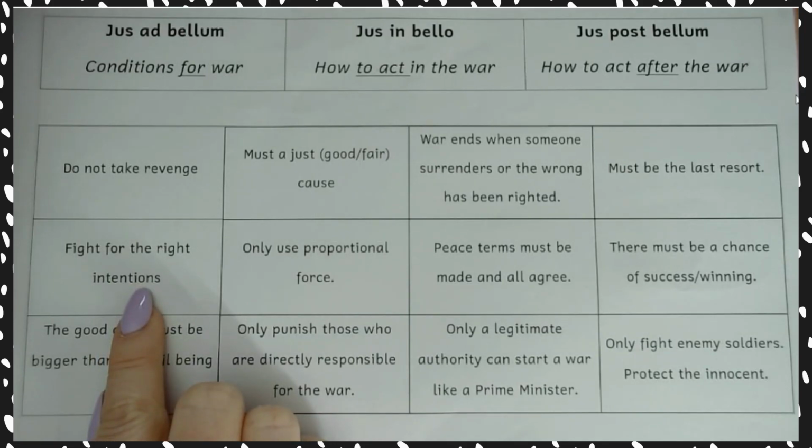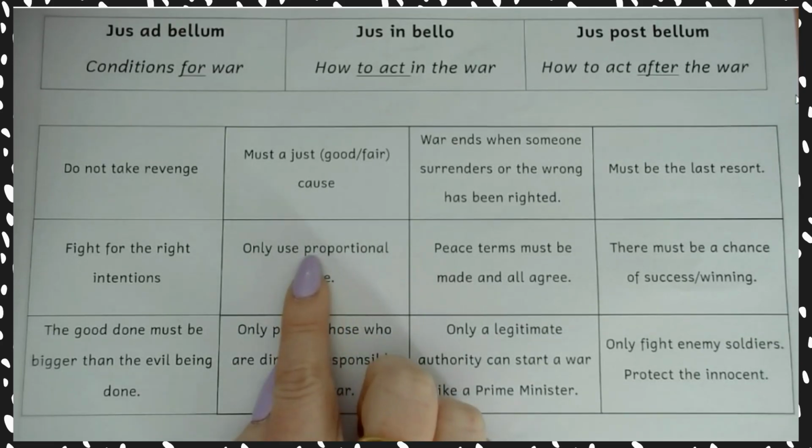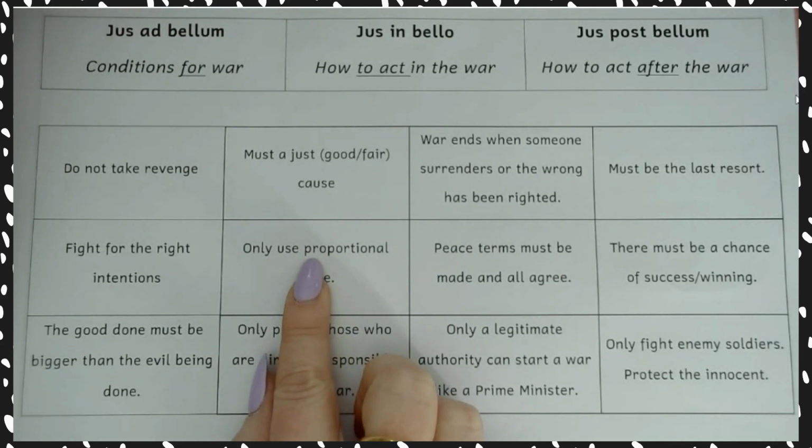You must be fighting for the right intentions. So you must be fighting, for example, to save lives or to fight for peace, not because you want more land or more money. So not really greed. Only use proportional force. For example, if they're firing bows and arrows at you, you shouldn't be dropping a nuclear bomb on them. Now, I'm not saying that is a realistic idea, but it gives you the idea. So proportional means you shouldn't be going in heavier than they are.